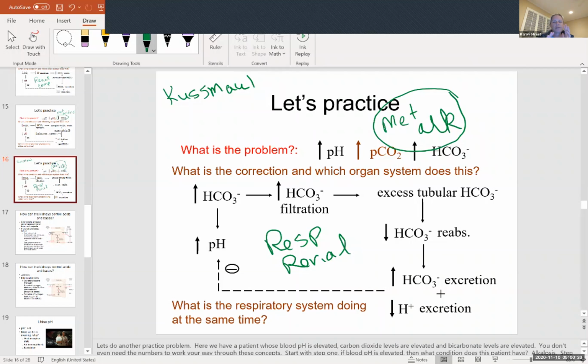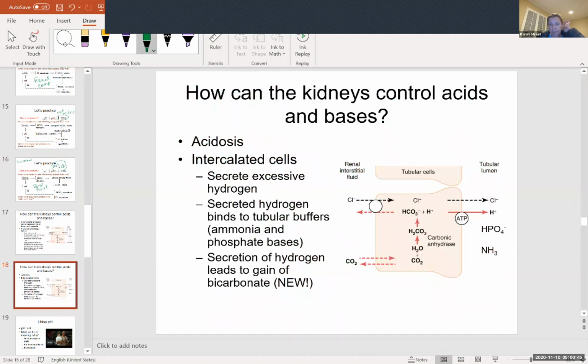Tonight we're having fun. We're having more fun. Renal compensation is not fun. It's not fun. So I'm going to skip slide 17 and 18 for right now.